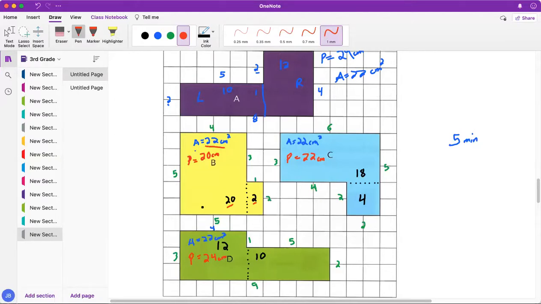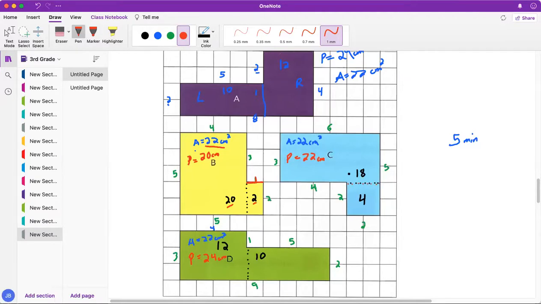So that was 19? This bottom's 5. And this part's 5, right? Wait, 1, 2, 3, 4, 5, 6. Don't forget this 1 right here. So you have 5. Oh, right, 20. Perfect. And then the C is area was 22 centimeters squared, and then perimeter 22 centimeters. D was area 22 centimeters squared, perimeter 24 centimeters.